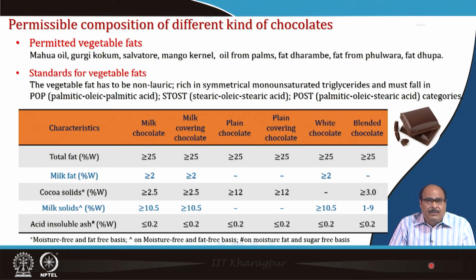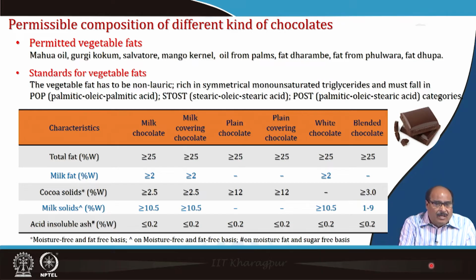Similarly, the permissible composition or standards of the different kinds of chocolate: the permitted vegetable fats in the chocolates are mahua oil, sal, kokum, mango kernel, oil from palms, etc. The standard for the vegetable fats to be mixed in the chocolates is that the vegetable fat has to be non-lauric, rich in symmetrical monounsaturated triglycerides, and must fall in the POP, that is palmitic, oleic, palmitic acid, or SOS, that is stearic, oleic, stearic acid, or POS, that is palmitic, oleic and stearic acid categories.